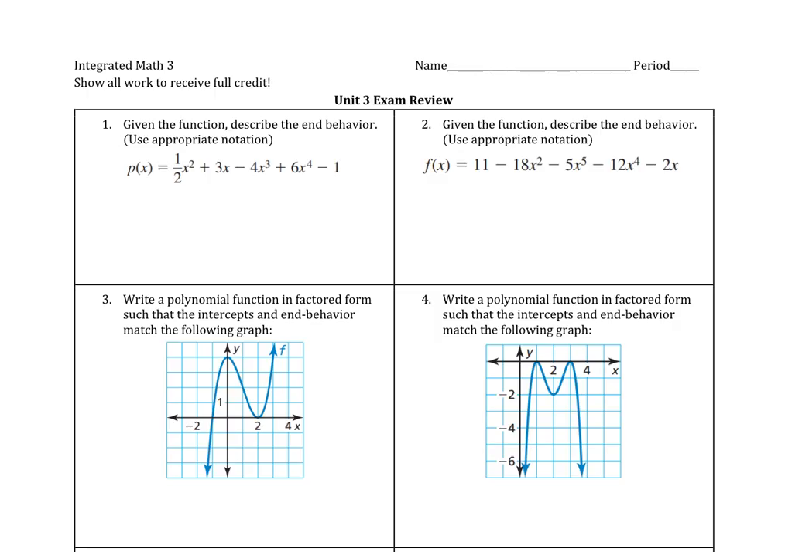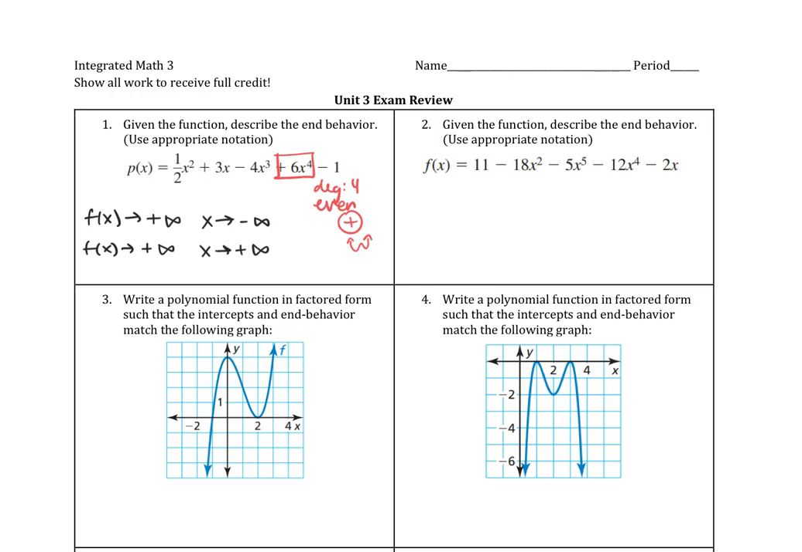So number 1 says, given the function, describe the end behavior. Use appropriate notation. All right, so what we're going to do for that is look at the degree, and be careful because it's kind of tricky, it's out of order, but the degree is 4. So the degree is 4, that's even. And the leading coefficient is a positive 6, so that's positive. That means both ends of the function are going up. So with our proper notation, f of x is going to go to positive infinity as x goes to negative infinity. And f of x is also going to go to positive infinity as x goes to positive infinity.